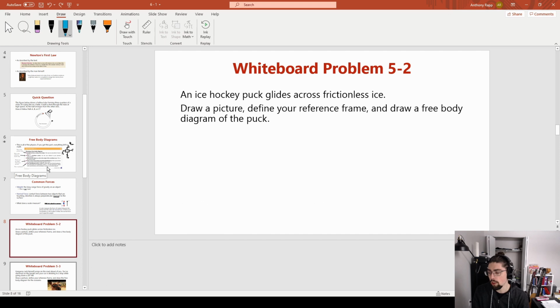So let's go even so far as to draw something like the ice that it's on, and these little lines right here tell me, hey, this is like the ground. This is something solid that I can't pass through. It's not just empty space. We have a hockey puck. I'm sure that is up to the standard of what gets used in competitive play.